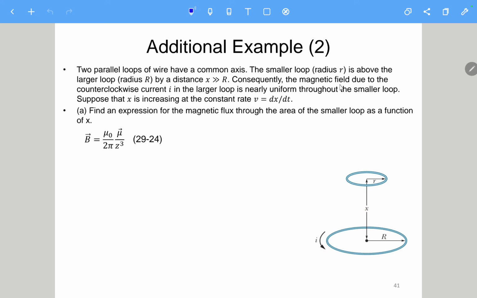So consequently, the magnetic field due to the counterclockwise current in the larger loop is nearly uniform throughout the smaller loop.